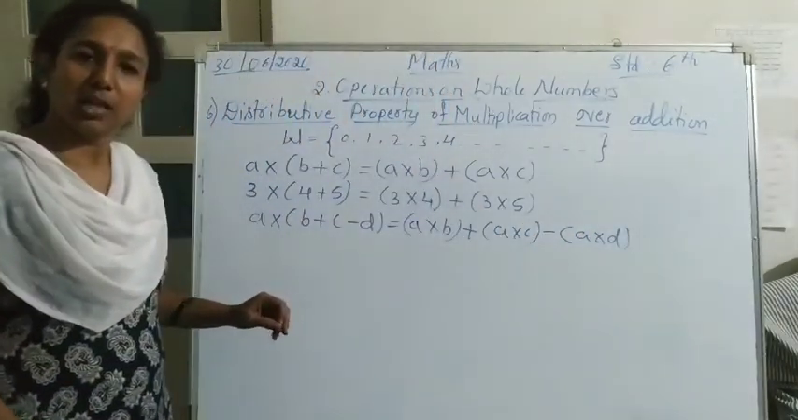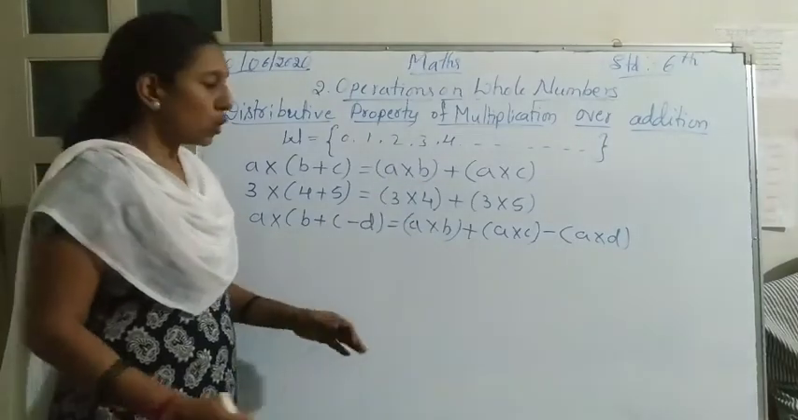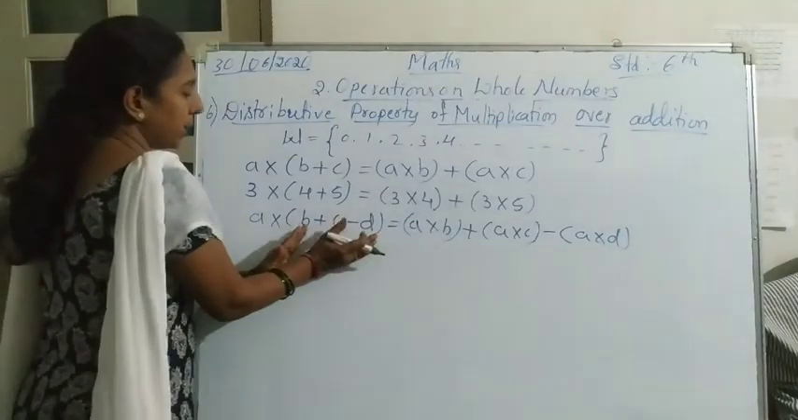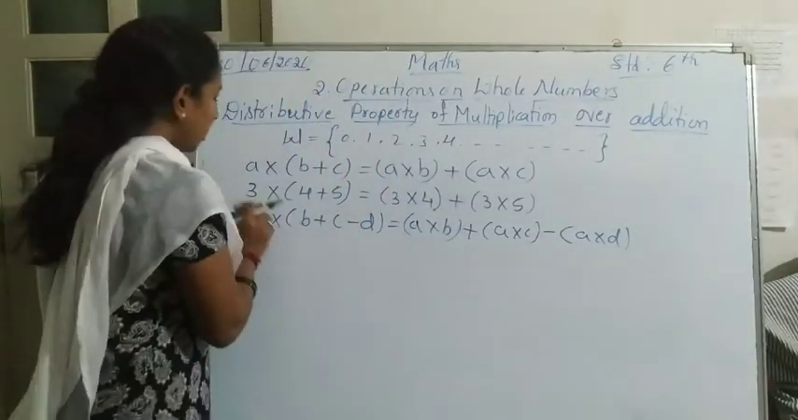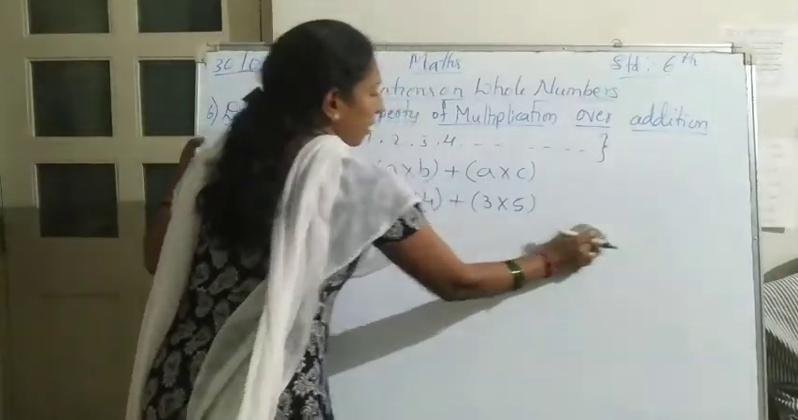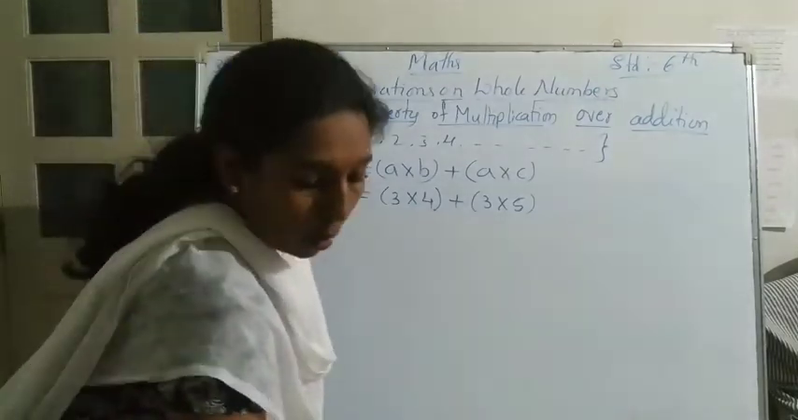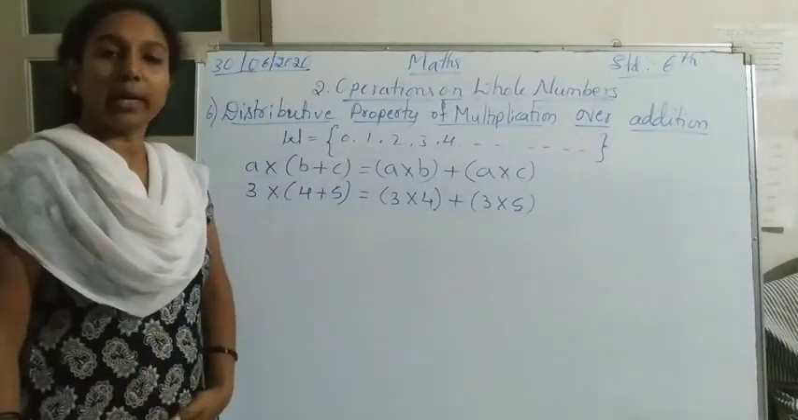Okay. So it will go on like this. What it means is that what is there in the bracket, we have to multiply with that. That's all. Okay. So this is what we call the distributive property of multiplication over addition.